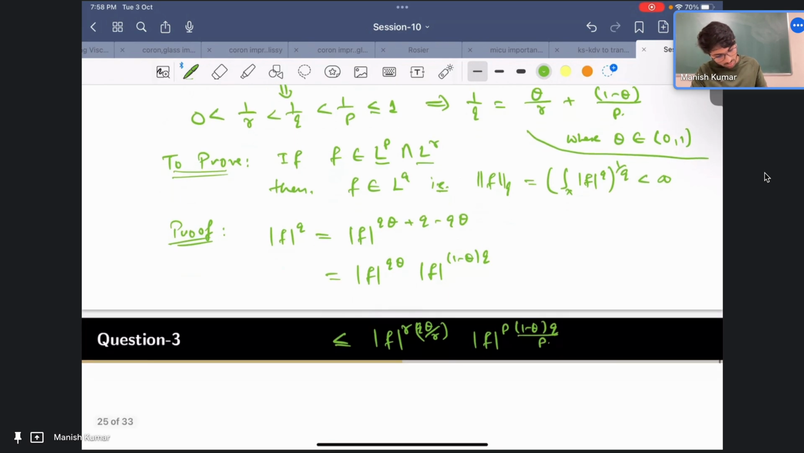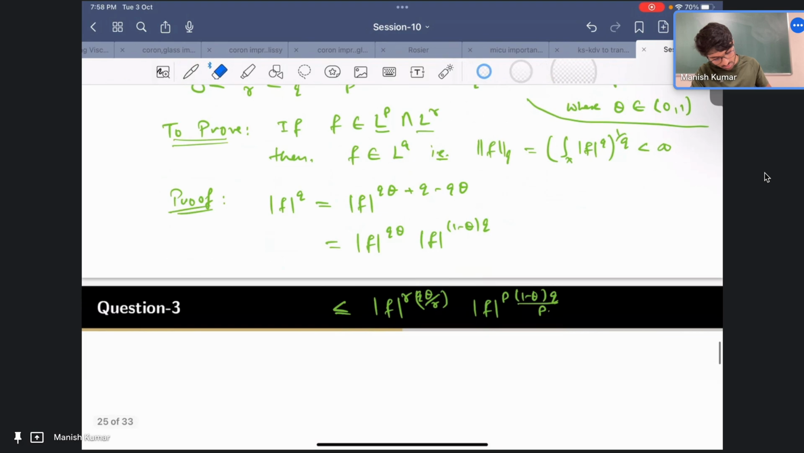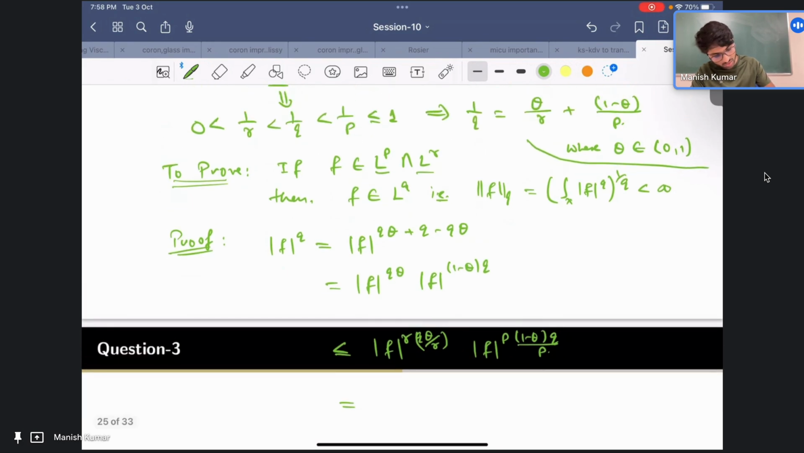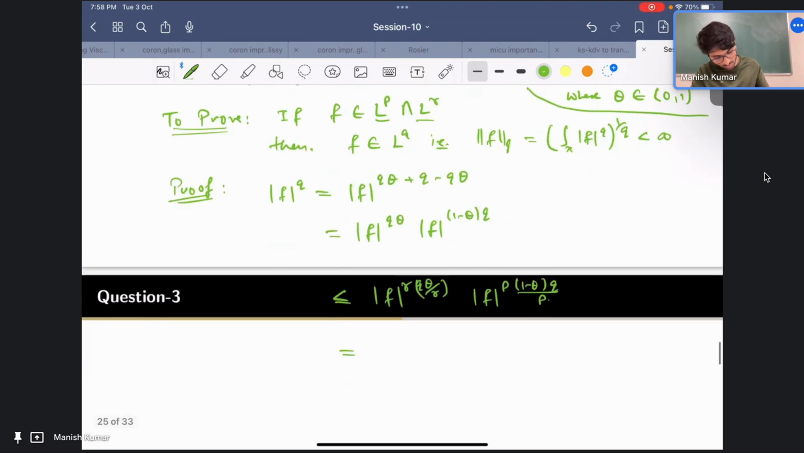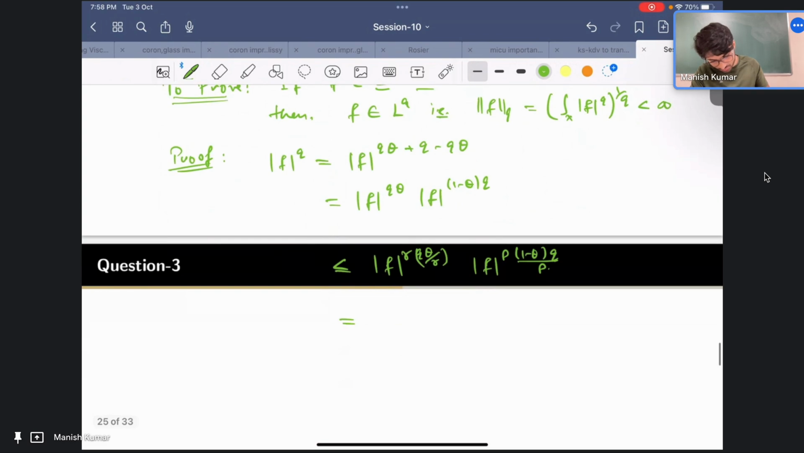I have done nothing, I have just multiplied by r and divided by r. Here I multiply by p and divide by p. The motivation comes from here: with p I have 1 minus theta and with r I have theta. That's why I have done it in this fashion. Now notice this one. Now you just take integration everywhere.